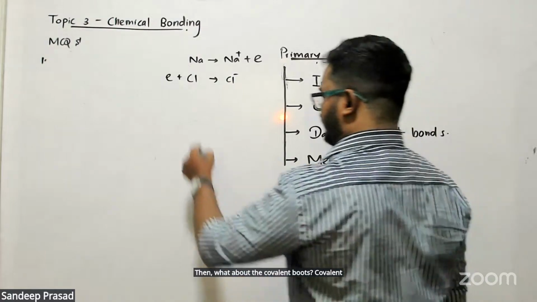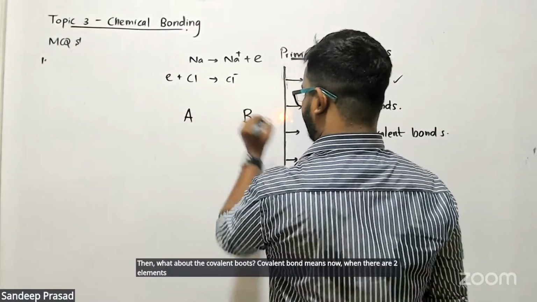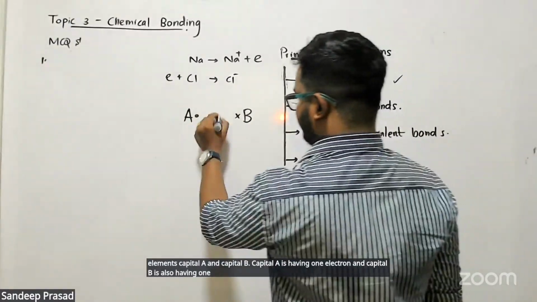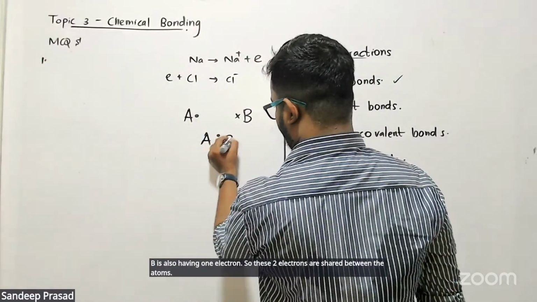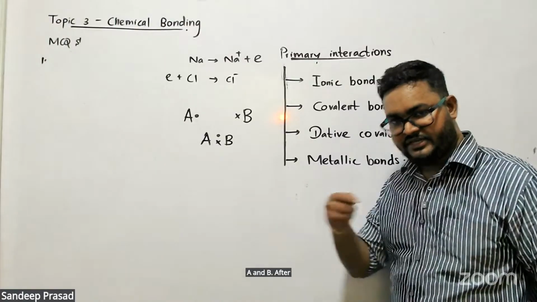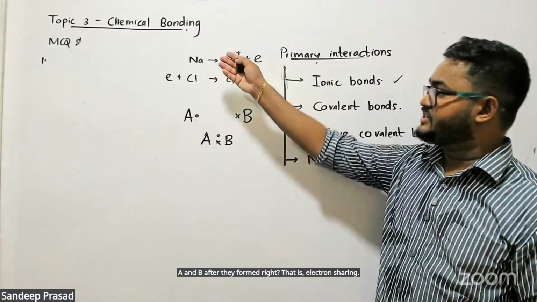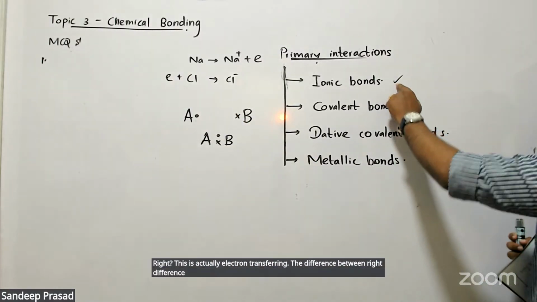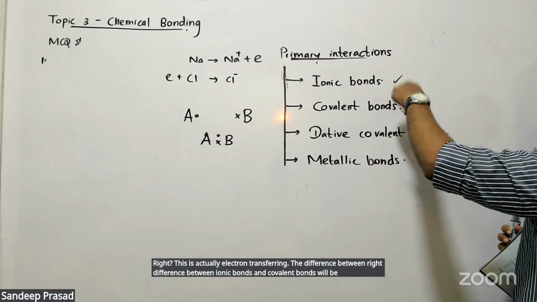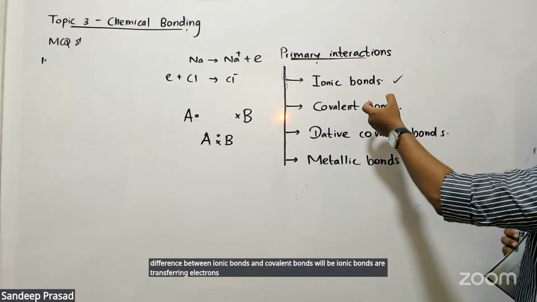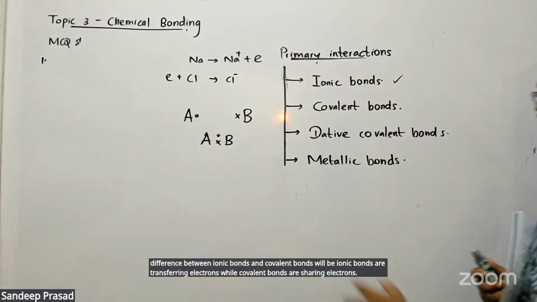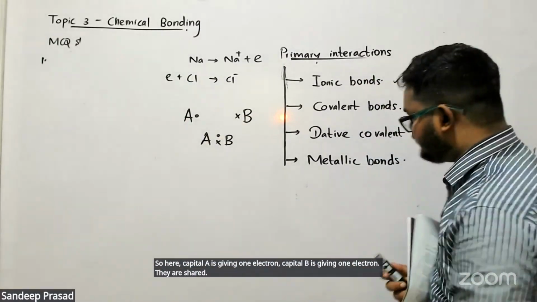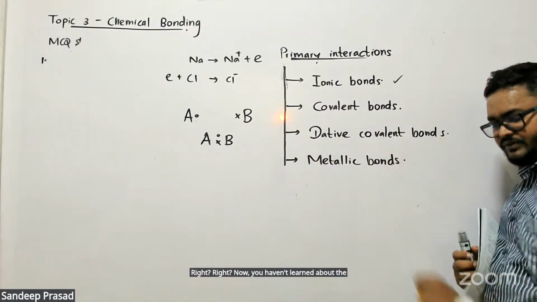Covalent bond means, when there are 2 elements, capital A and capital B, capital A is having 1 electron and capital B is also having 1 electron. So these 2 electrons are shared between the atoms A and B. That is electron sharing, while ionic bonding is electron transferring. The difference between ionic bonds and covalent bonds is that ionic bonds are transferring electrons while covalent bonds are sharing electrons. So here capital A is giving 1 electron, capital B is giving 1 electron, they are shared, right? Right now, you haven't learned about the dative covalent bonds.